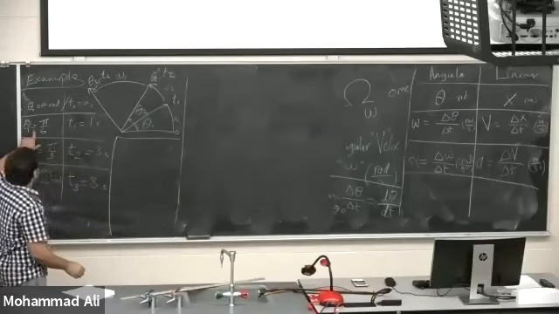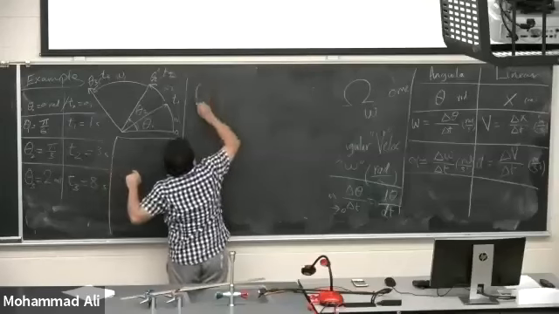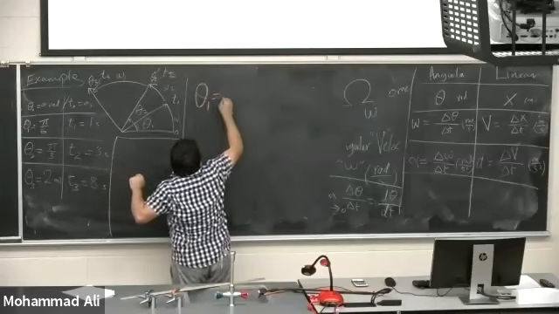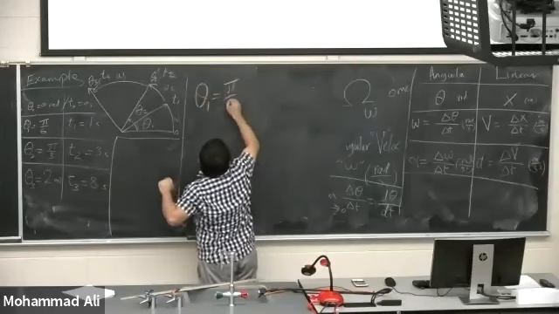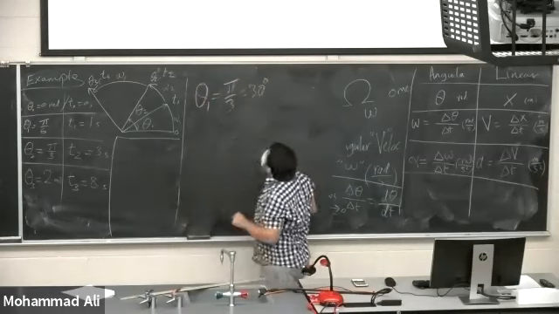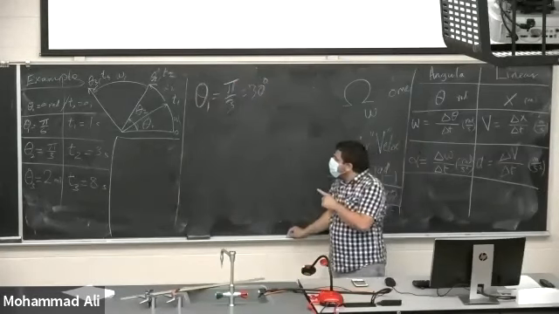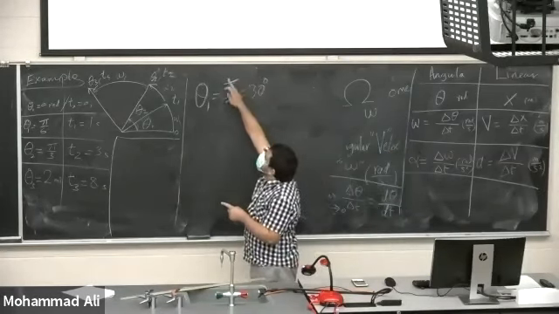Now to find theta 1. This is pi over 3, which is 30 degrees. But how much is this angle in radians? It is simple. Pi over 3.